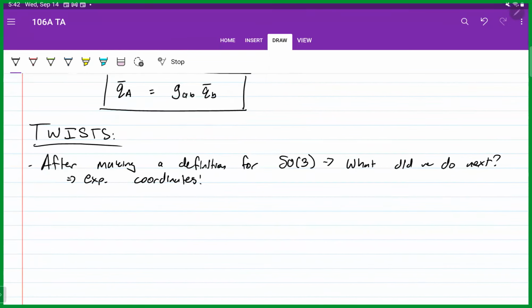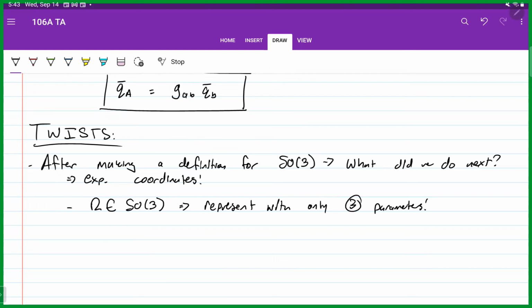We noticed that these matrices, R in SO3, weren't just basic 3x3 matrices with 9 elements. They had constraints on them. And those constraints meant that we were able to find a much more efficient representation of rotations, with only 3 parameters. We were able to parameterize the space of rotation matrices by coming up with these exponential coordinates. So we said for every rotation matrix, we could represent that as e to the omega hat theta.